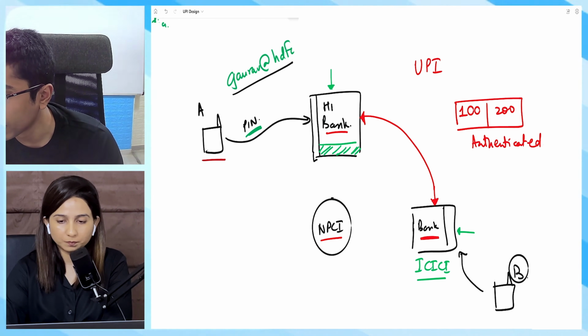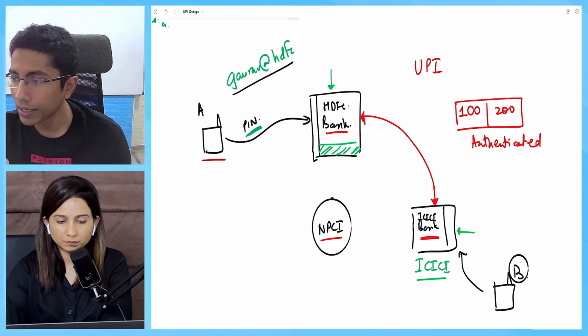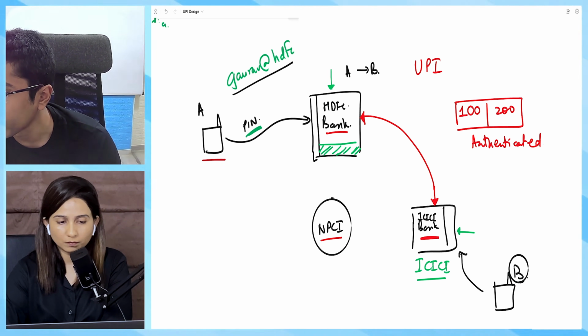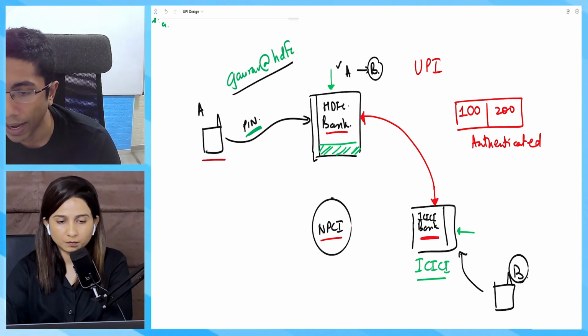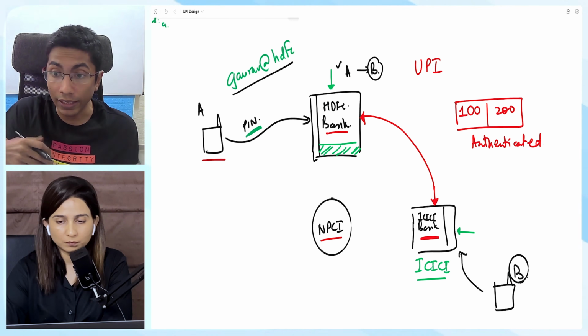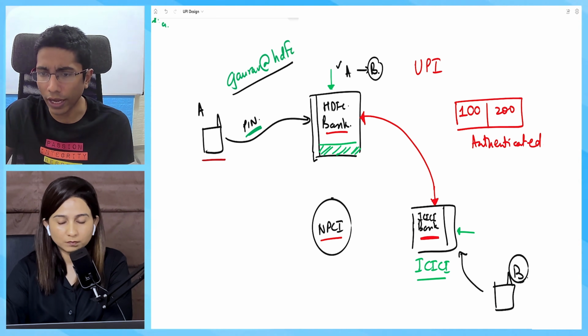HDFC Bank does not know what you mean by that. This address B can be anything. You got a request to transfer from A to B. What is B? A, I understand. That is my bank. I keep those records. But what is B? I can keep all the bank records of all the people in UPI, but that is crazy. Why should I?